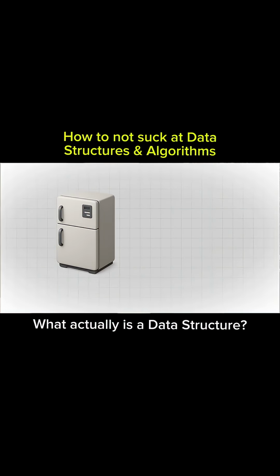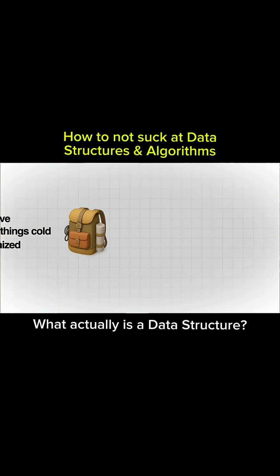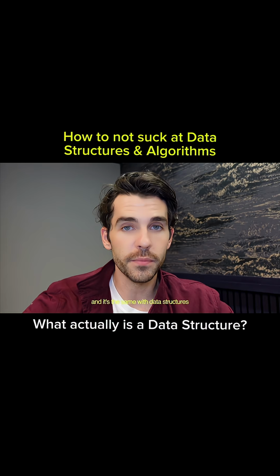For example, a fridge is massive, right? But it keeps things cold, and it's also really organized. Or you have a backpack. A backpack's really portable. You can just chuck a lot of stuff in there, take it wherever you want, but it's not so organized. It's the same with data structures.